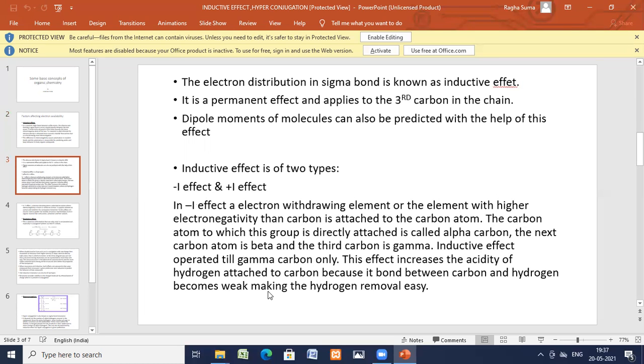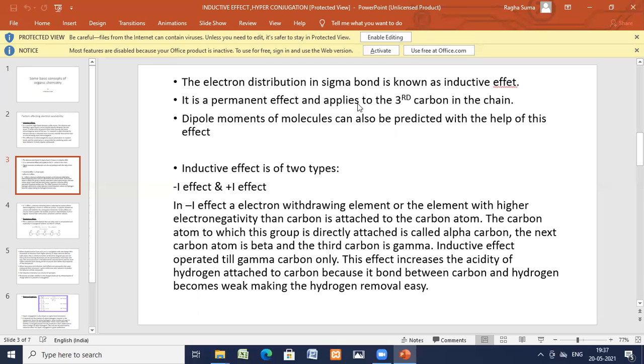The electron distribution in a sigma bond is known as the inductive effect. I'm repeating, the electron distribution in a sigma bond is known as the inductive effect. It's a permanent effect applied till the third carbon of the carbon chain in a molecule. And the dipole moments of the molecules are predicted with the help of this effect.